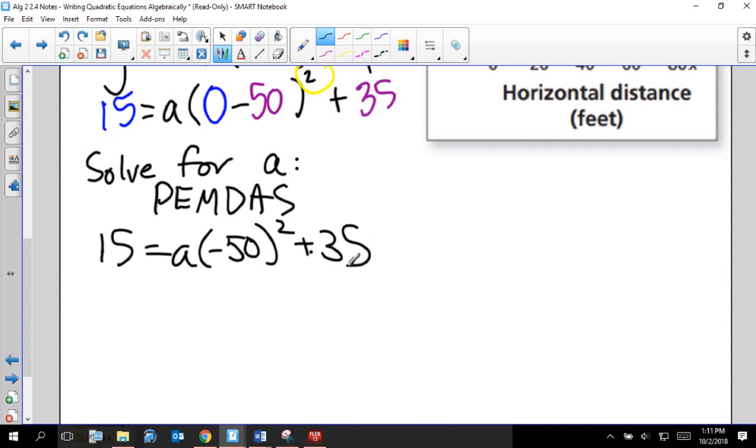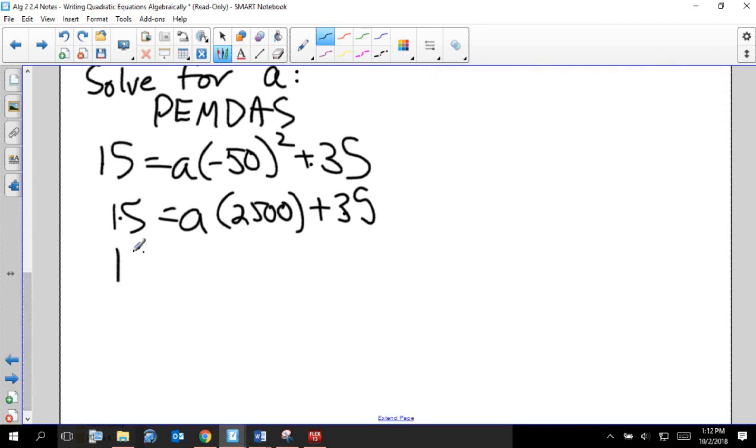Now what should I do? Negative 50 squared. Order of operations, parentheses, then exponent. So 15 equals a times 2,500 plus 35. So next is multiplication, a times 2,500. Okay, subtract 35.